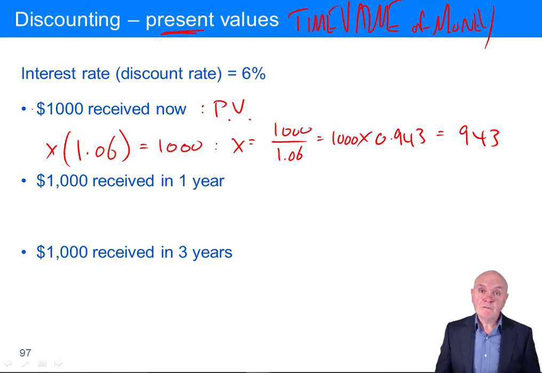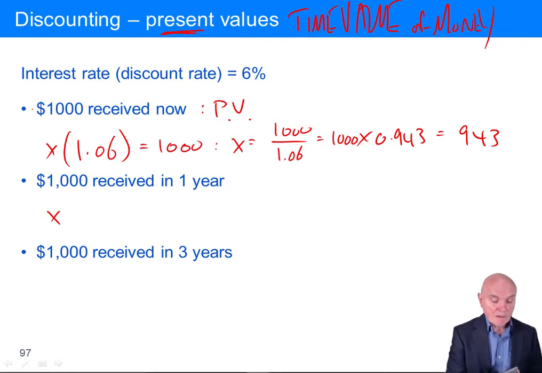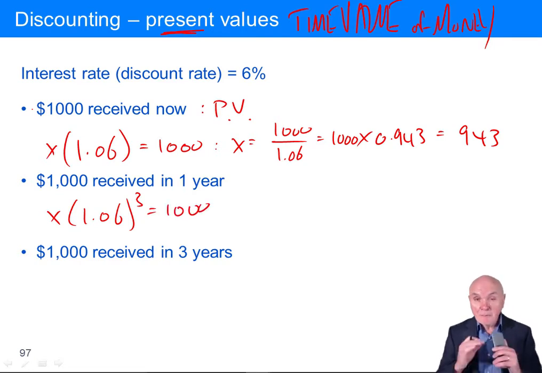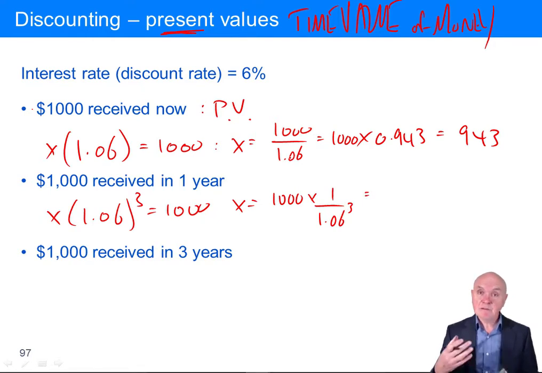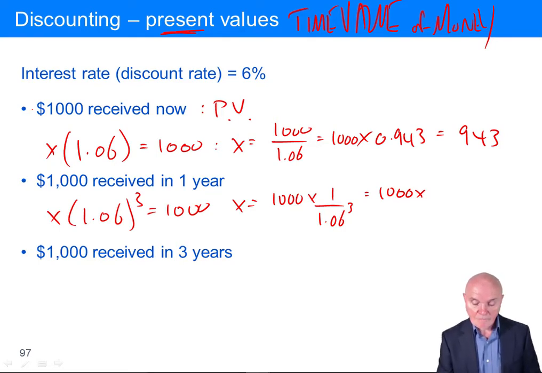Or if we didn't receive the money until 3 years' time, we're saying how much would we need to receive now, to put aside on deposit for 3 years so that it becomes 1,000 in 3 years' time. It completely mimics getting 1,000 in 3 years' time. Then X is going to be 1,000 times 1 over 1.06 cubed. It's really saying we're dividing through by 1.06 cubed. That's 1,000 times 1 divided by 1.06, raised to the power 3, which is equal to 0.840. Equal to 840.